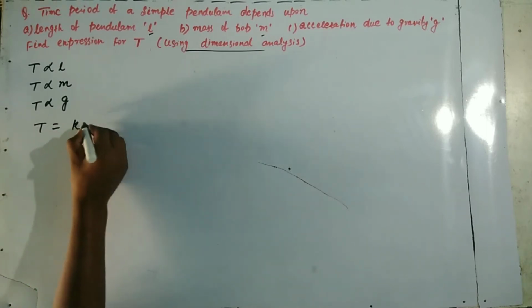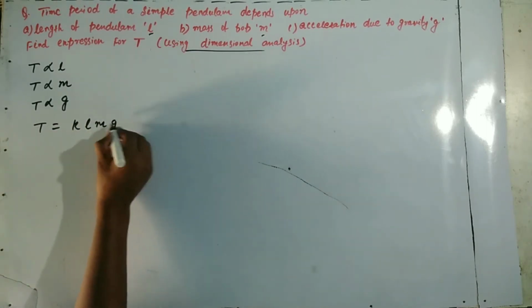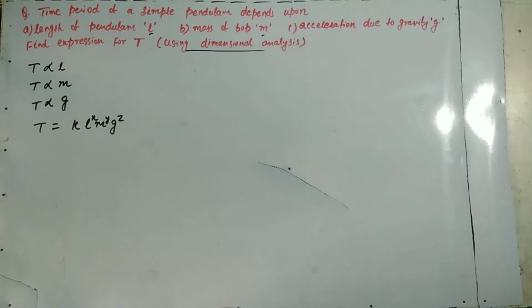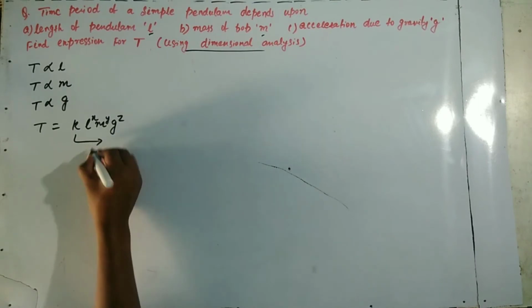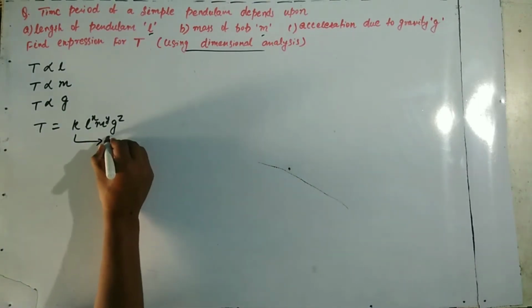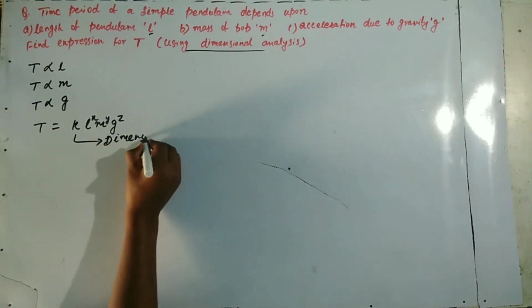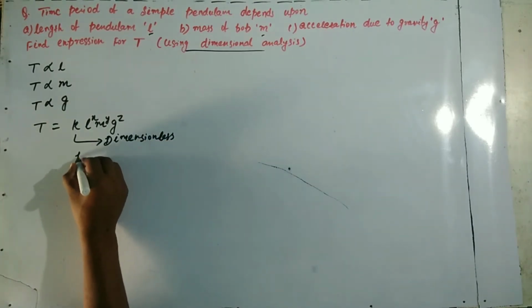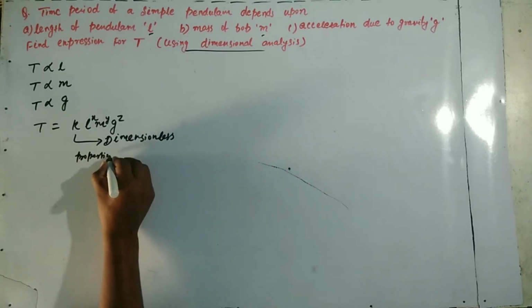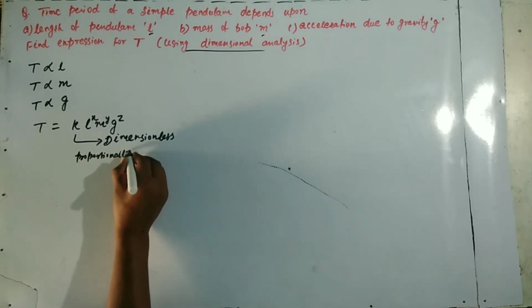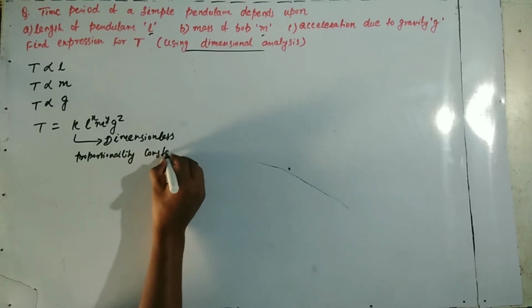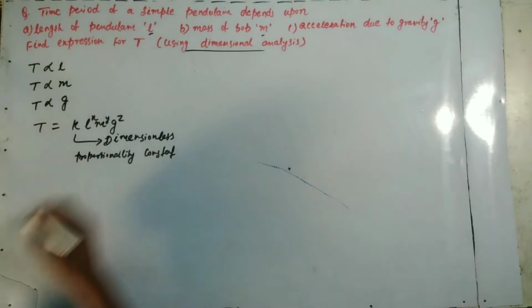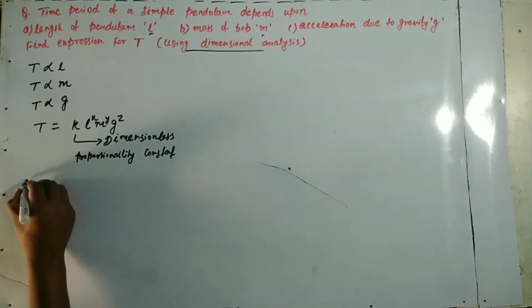We know that when we remove the proportionality sign, then one constant term will be multiplied on the right hand side of the equation. So, T equals K into L to the power X, M to the power Y, G to the power Z, where K is a dimensionless proportionality constant. Now, we have to find the relation between them using dimensional analysis.